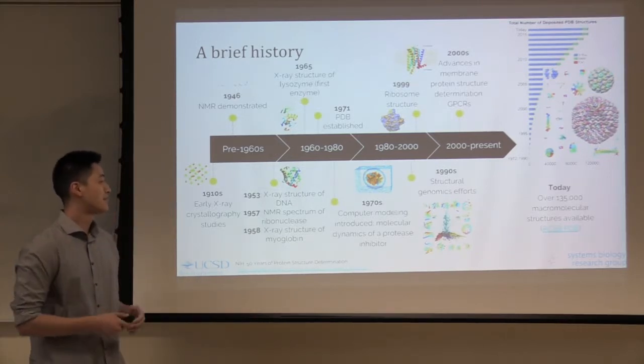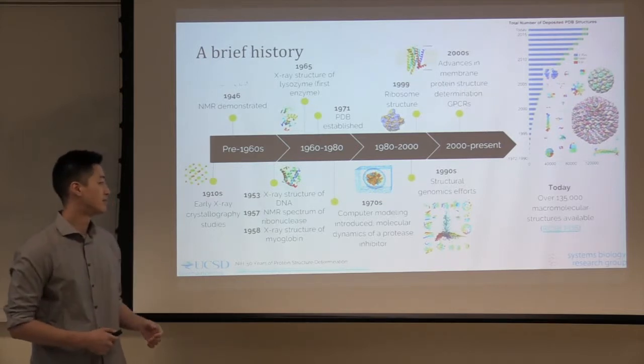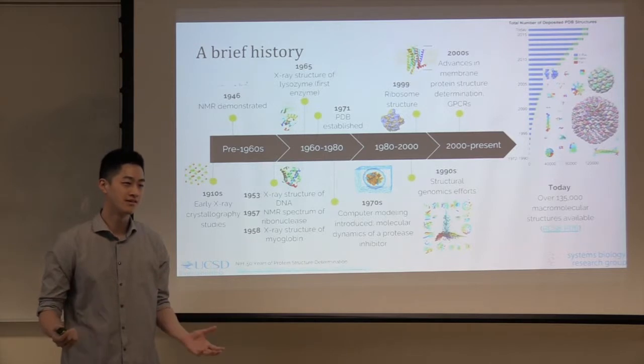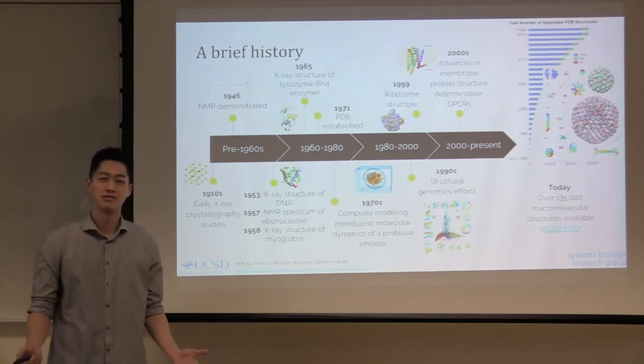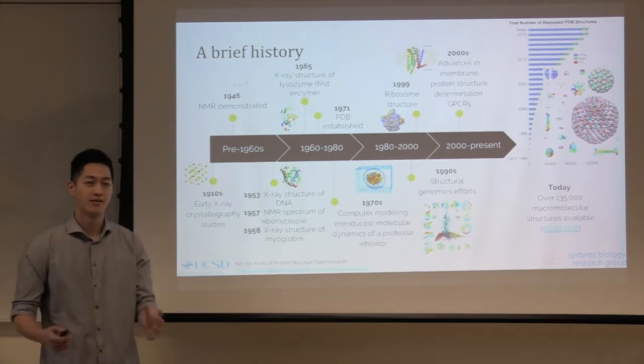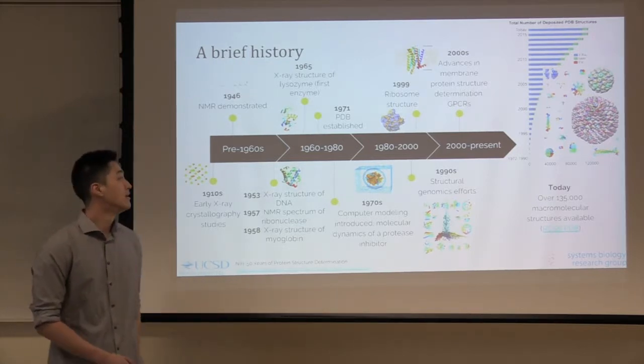And a couple years after that, hemoglobin was solved. So these were huge discoveries because these were really the first macromolecules that people could see in detail and start to understand how they work because of what they could see.